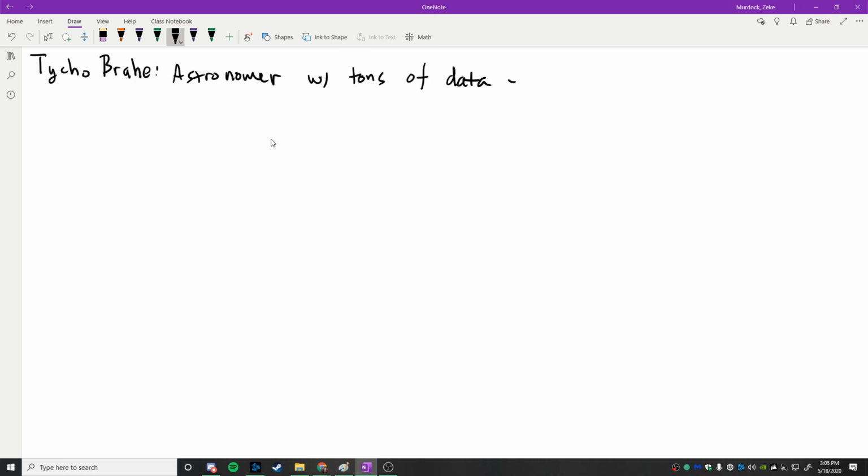So he has all this data, right? And he's got an assistant. It's not really his assistant, but there's a guy that works with him, let's say, and his name is Johannes Kepler.